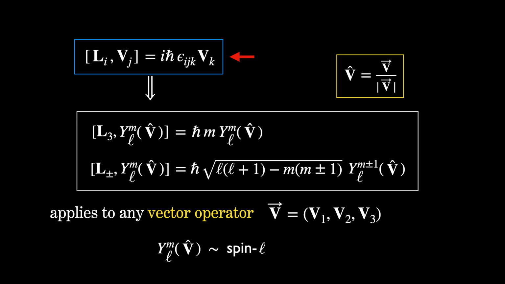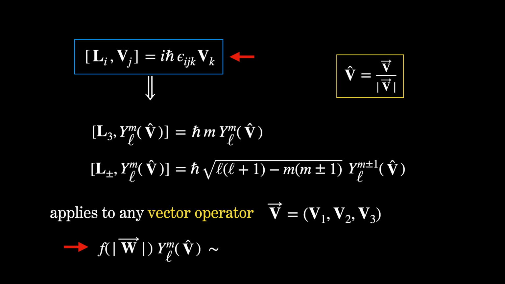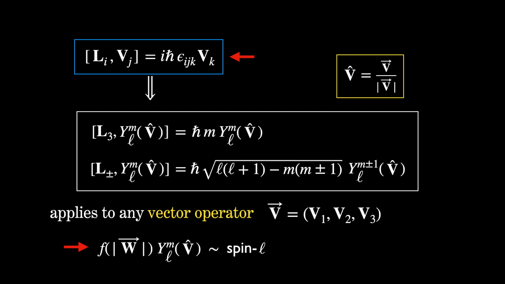operator. In fact, even if we multiply this by a rotationally invariant operator, for example, some function of the magnitude of a vector operator, the resulting operator will still be a spin L operator and satisfies the same commutation relations, since the rotationally invariant operator will simply commute with all generators of rotations.